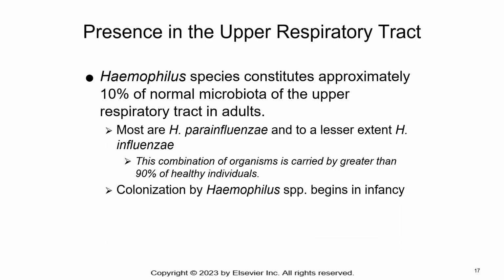Haemophilus species constitute approximately 10% of the normal microbiota of the upper respiratory tract. Most are H. parainfluenzae and to a lesser extent H. influenzae. This combination of organisms is carried by greater than 90% of healthy individuals. And colonization by Haemophilus begins in infancy.